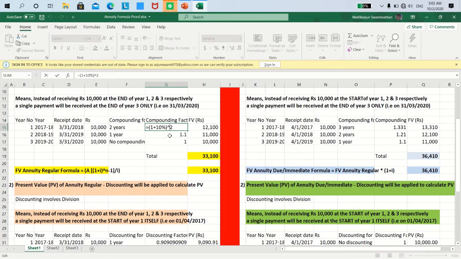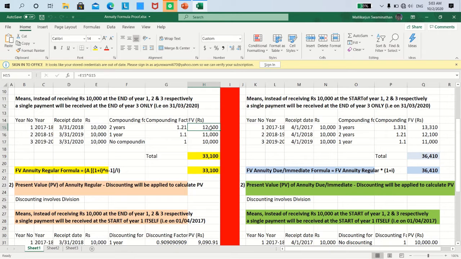Now similarly, in G16 we find that the compounding factor is (1 + 10%) to the power 1, because he is granted 1 more year. Similarly, in the case of G17, the (1 + i) power basically is nothing, because he is paying on the same date of 31st March 2020 with no additional time granted. So it will be number 1 only.